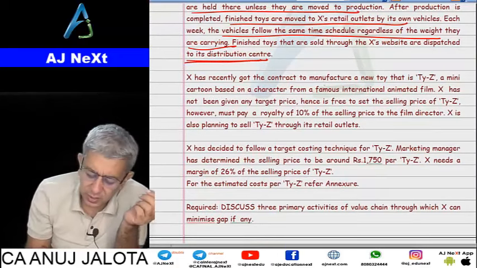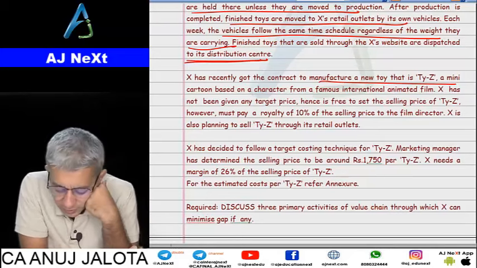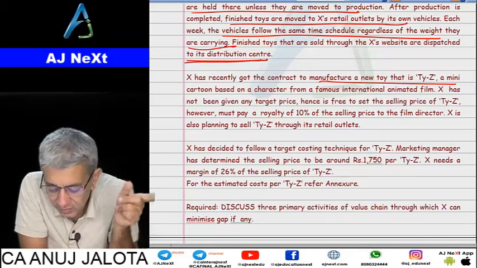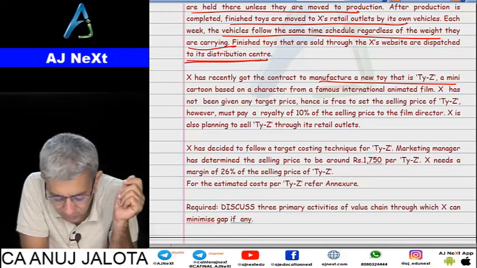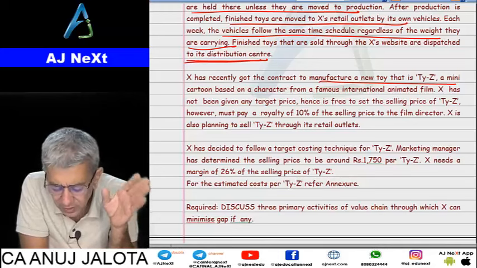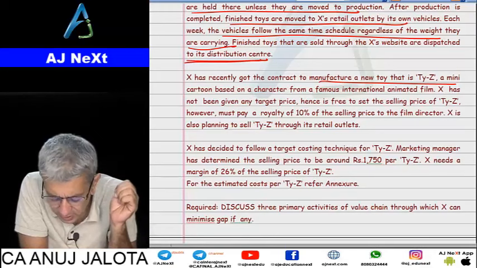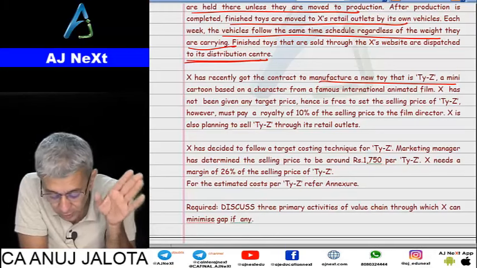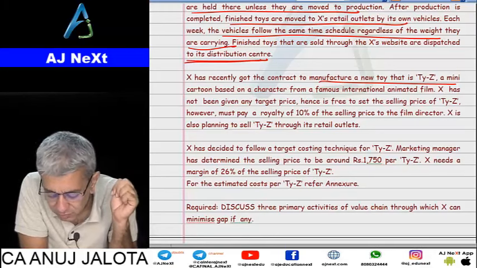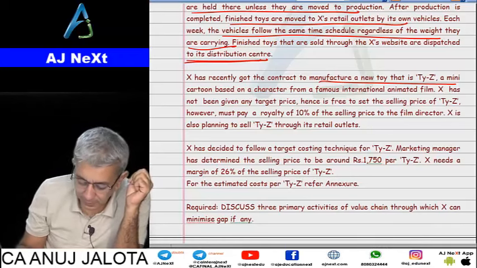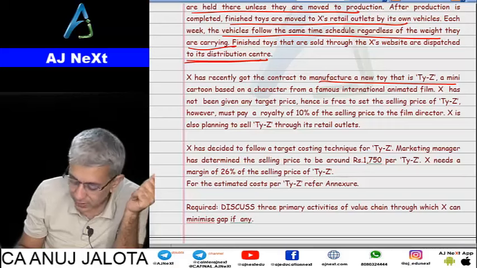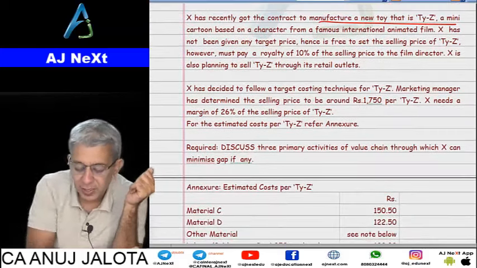X has recently got a contract to manufacture a new toy called TYZ, a mini cartoon character based on a famous international animated film. X has not been given any target price, hence is free to set the selling price of TYZ. However, it must pay a royalty of 10% of the selling price to the film director. X is also planning to sell TYZ through its retail outlets.